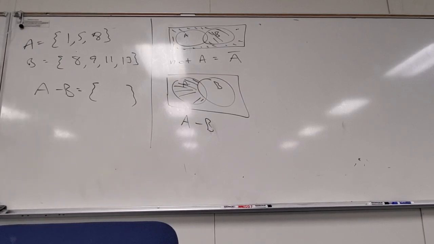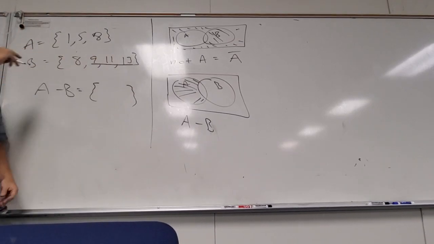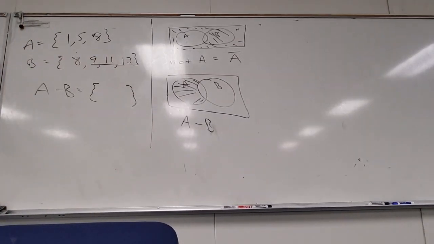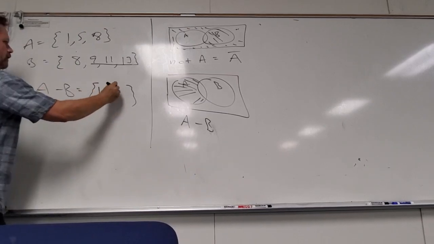So it's not like our subtraction, because these other elements don't even bother me. I don't care about those. I just want set A, take anything away that's also in set B. So this would just be 1 and 5.